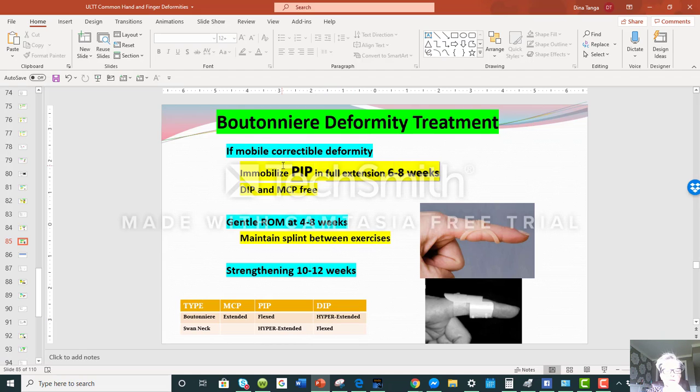So if mobile correctable deformity, immobilize the PIP in full extension 6 to 8 weeks. So you're immobilizing the PIP right here. The DIP and MCP are free. Gentle range of motion at 4 to 8 weeks. Maintain splint between exercises. Strengthening at 10 to 12 weeks.